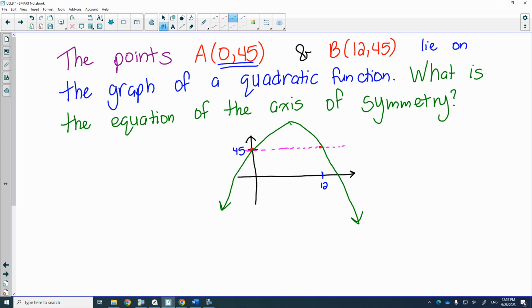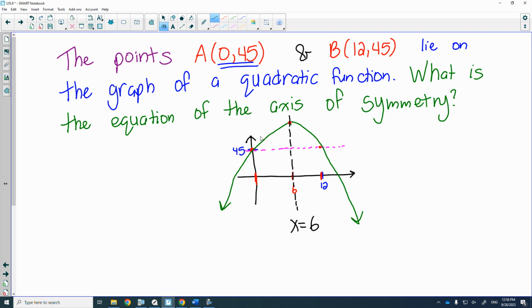Does anybody know? Raise your hand if you think you know. I just want to see. So Tessa, Marco, Jevin, Jesse. Tessa, what do you think it is? It's x equals 6. If these two have the same y value, then the middle of 0 and 12 would be 6. So the equation of the axis of symmetry would be x is equal to 6. So halfway between 0 and 12 is 6.